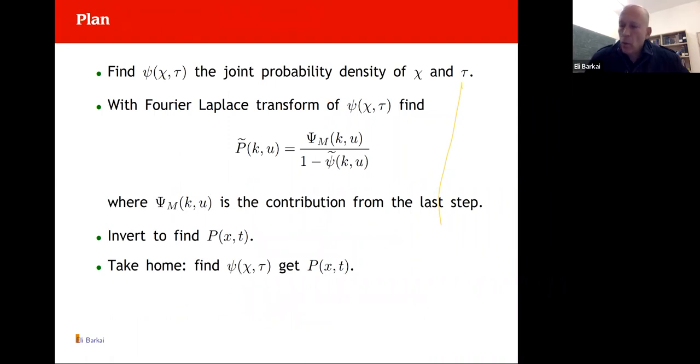So what we actually do is we find this joint PDF. If we find this joint PDF, this is just the start of the process. Then we can have the Fourier transform of it, and then we can have the Fourier and Laplace transform of the density of particles based on this equation. This is a famous equation in physics called the Montroll-Weiss equation. But the key here is we want to calculate this thing, and then we can more or less solve the problem.